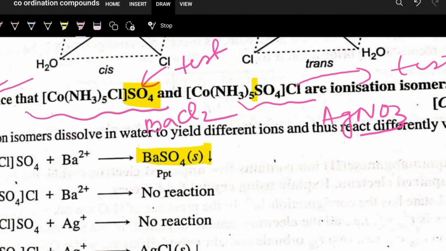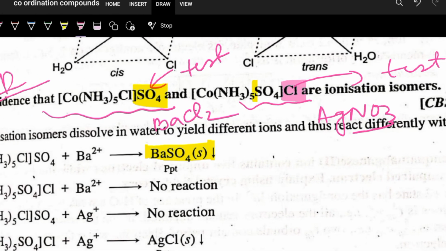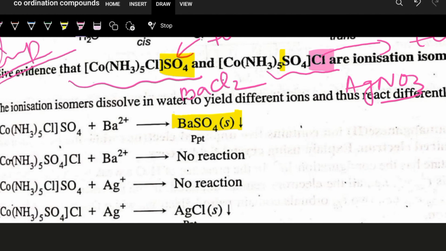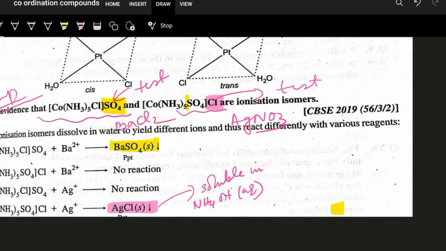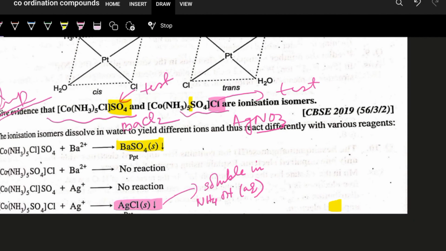For chloride, you can use the silver nitrate test: add dilute HNO3, heat it, cool it, and then add silver nitrate, and you will get a white precipitate of silver chloride, which is completely soluble in aqueous NH4OH, and this is the test for the chloride ion. So remember, evidence means you have to give a test for the counter ion.